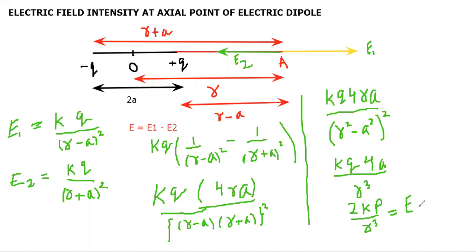I'm just going to repeat the steps. You have to find E1, E2, see the direction, put the value of E1, E2 in the net electric field intensity, and then you have to just solve it mathematically. The last answer would be 2kp by r cube.